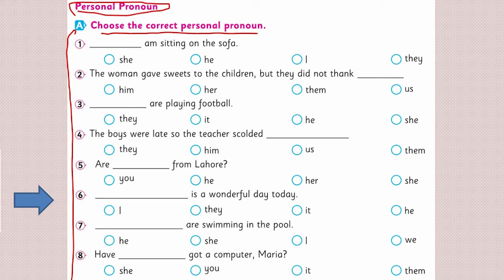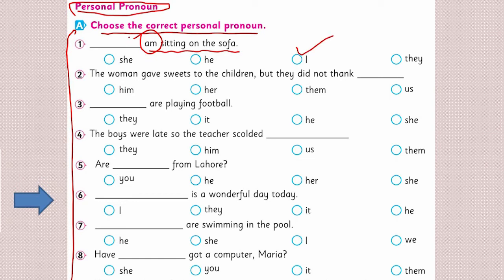Look at the first one. I am sitting on the sofa. What will be the right personal pronoun? She, am is sitting on the sofa. He, am, or I, or they. Yes, for the am, we always use I here. I am sitting on the sofa.